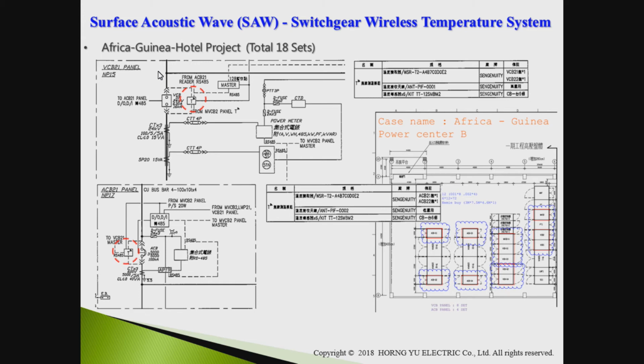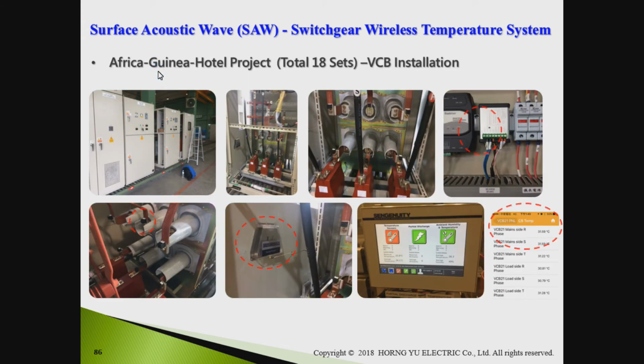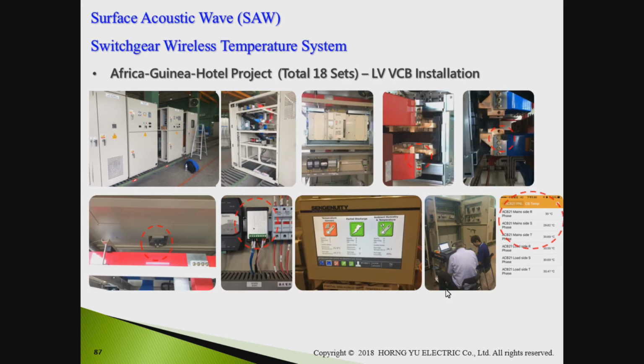Next is our Junior Hotel project. It has 18 sets. This is also the inside from manufacturing of cabinets in our factory, and we use this reader to connect to our gateway, and this is where the antenna goes, and this is the sensor and HMI. And this is the German engineer from Sengunity doing on-site instruction.